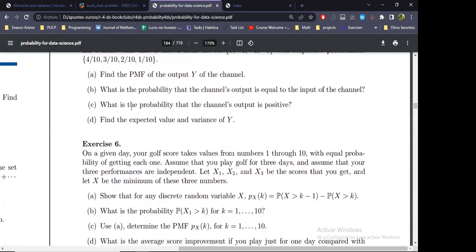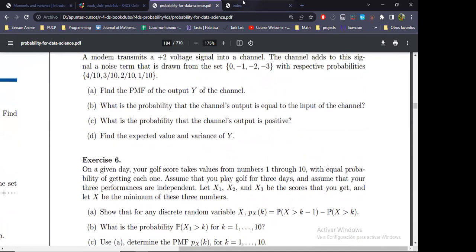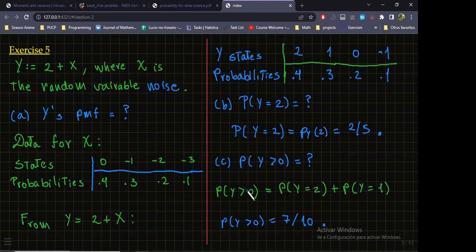Now they ask us, what's the probability that the channel's output is positive? So that is that y is positive. We can do that directly with the PMF. Which are the states for which y is positive? Those are 2, 1, and minus 1. Well, they are different states, so to get the probability of y positive, we simply have to add the individual probabilities for each of these states: 0.4 and 0.3. Now, I think I said that minus 1 is positive. No, yeah, I messed up.